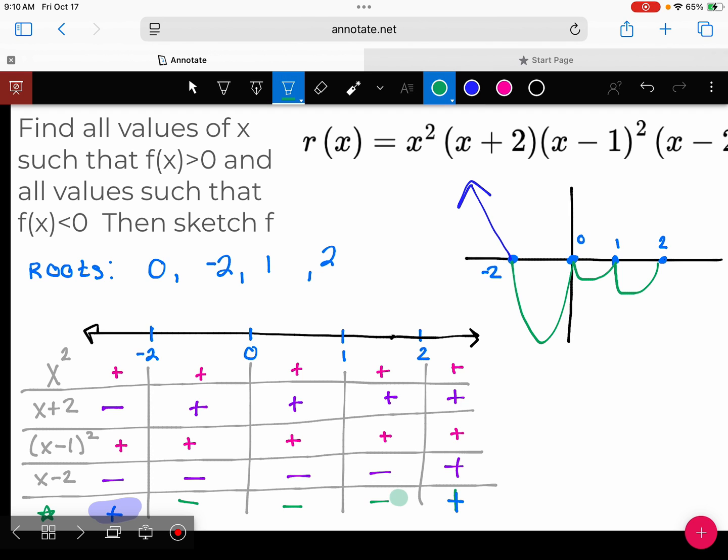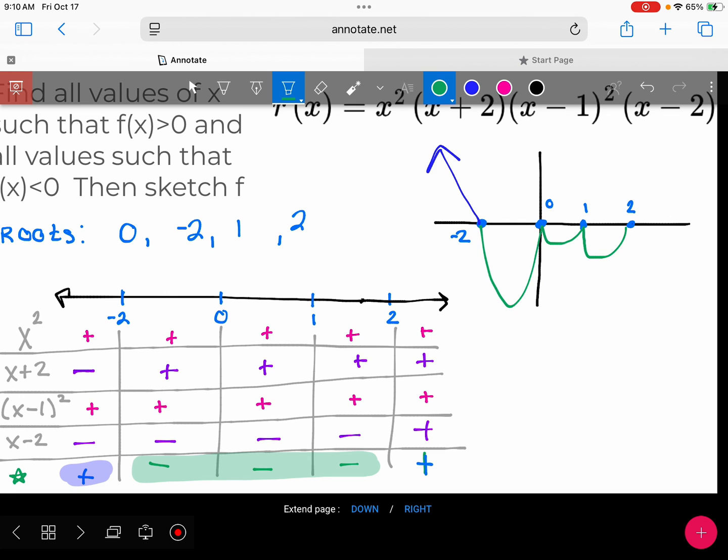Whenever we have a negative sign for our function, that means it's below our x-axis. So everything from -2 to 2 is when we are less than or equal to 0. And then our last piece, from 2 on forever, is going to go like that.